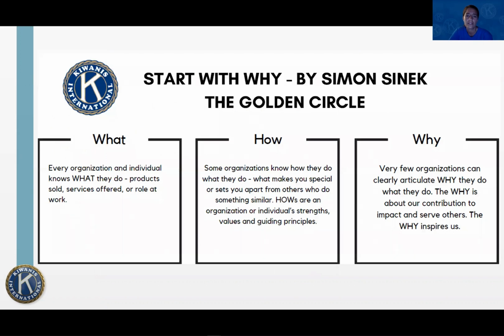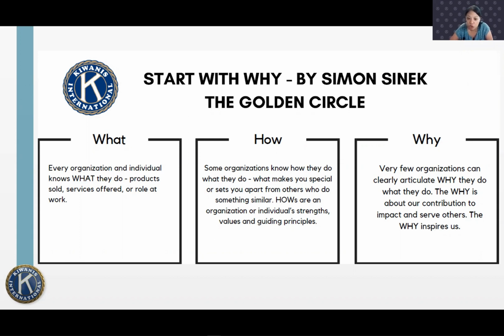Okay. So I'm going to talk about starting with why. This is a topic that's dear to my heart. Start with Why by Simon Sinek is a book that I had our current lieutenant governors read when they took office this year. This book introduces the concept of the golden circle. The golden circle is a way to communicate your why, your how, and your what that will inspire others to act. So the way you communicate is really the golden circle. And we're going to get more into the detail.